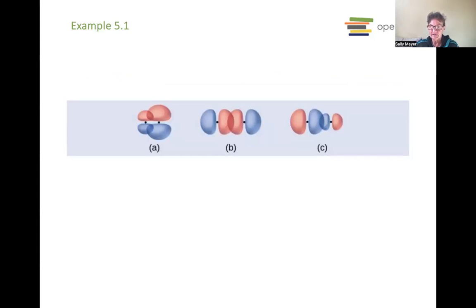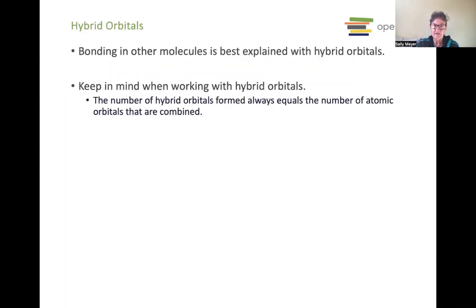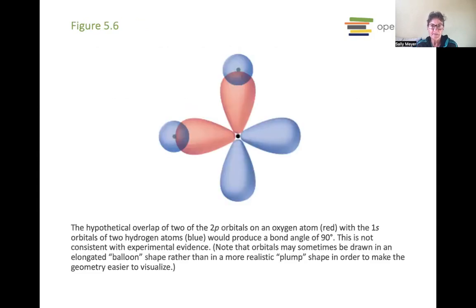So hybrid orbitals: bonding in other molecules is best explained with hybrid orbitals. When you have diatomics, you don't need hybrid orbitals, but most of the time when you have molecules with 3 or more atoms, you're not going to be able to explain the geometry unless you make hybrid orbitals. So keep in mind when you're working with hybrid orbitals that the number of hybrid orbitals formed always equals the number of atomic orbitals that are combined. As we go through and think about this process, that will make more sense.